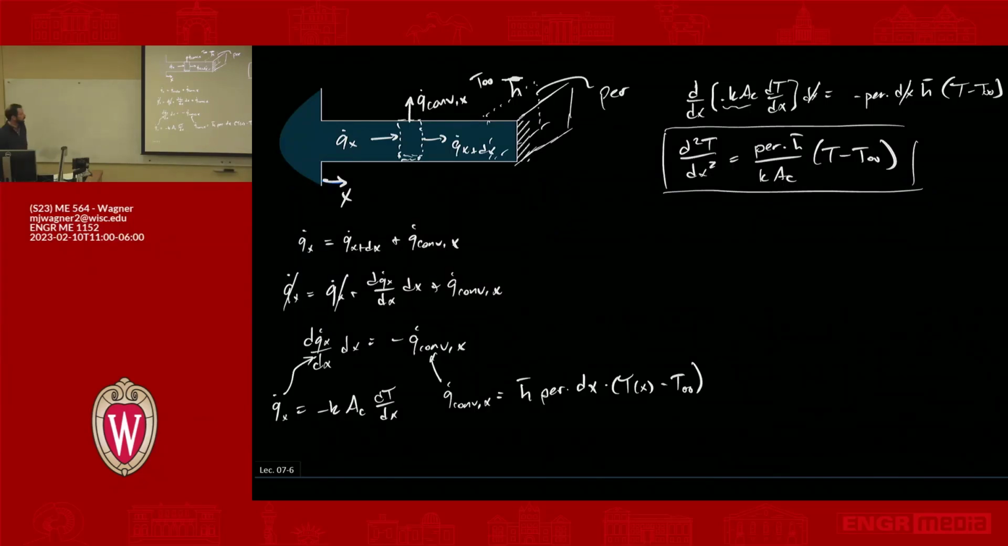Okay? So we have our ODE. Next step is to solve this. All right? So let's look at this for a second. How are we going to solve this ODE? We have a second derivative. We have temperature appearing now. That's different from what we've had before. And we have a constant.